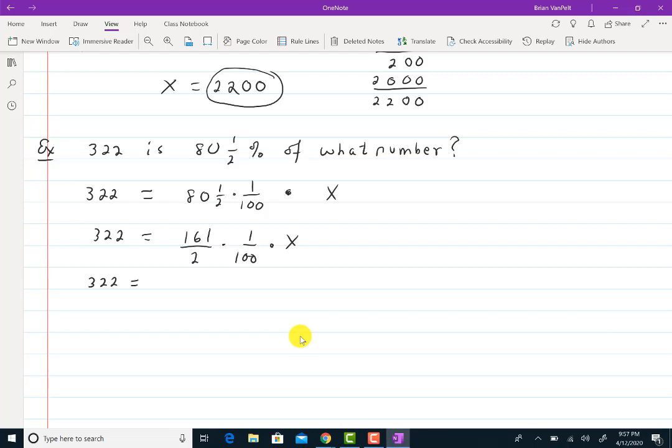322 equals 161 over 200 x. So I'm going to multiply both sides by 200 over 161. I'll put a 1 under the 322 to help. 200 over 161. So on the right hand side, all those cancel. On the left, 161 goes into 322 twice. So you get 400 equals x.